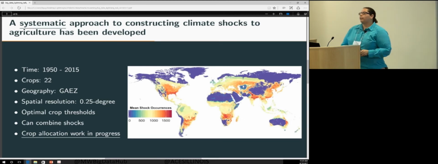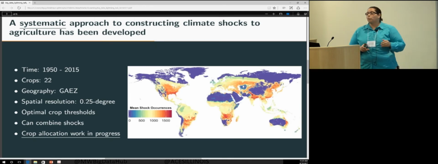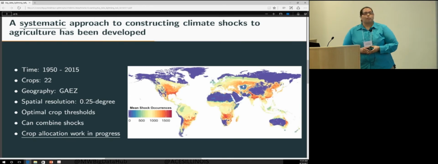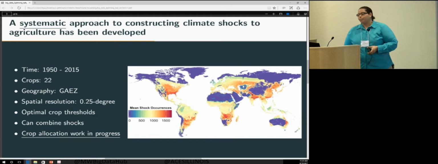The key here is that there's no continent, at least according to our framework, that's immune from these extreme events historically. And if you're one of those people that looks at historical information for future projections, you could say essentially the same thing: there's no place in the world going forward that will not suffer from extreme climatic events, at least for these 22 major crops that we've looked at.